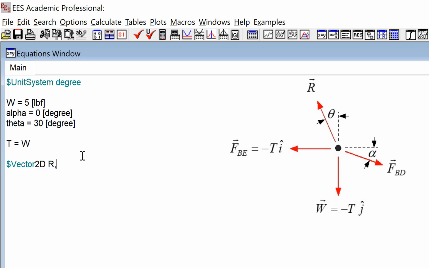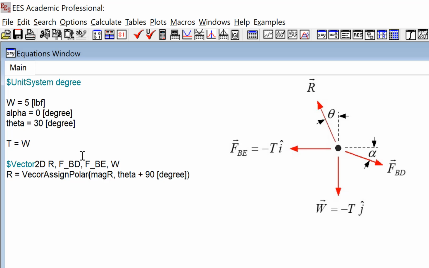And the 4 vectors are R, FBD, FBE, and W. Now I just have to assign these vectors as best I can. So R is a vector where I know the angle, so vector assign polar is probably the best one to do here. The magnitude is the mag R, that's a scalar, and the angle is the angle relative to the x-axis. So that's going to be 90 degrees plus theta, right? So theta plus 90 degrees.